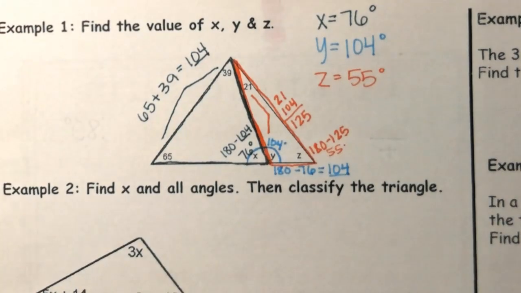You are going to be doing that a lot for the rest of the year. Adding them together, subtracting from 180. Adding them together, subtracting from 180 to find the missing angle. Do I have any questions about that?